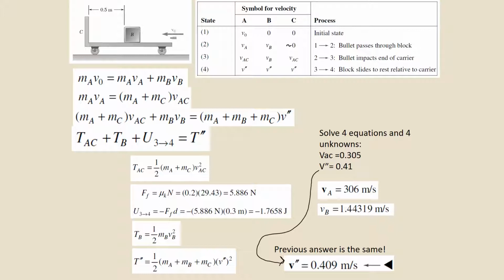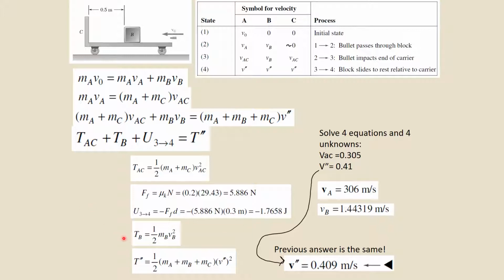Okay, so here's our 4 equations. Linear momentum, linear momentum, linear momentum. And these 3 are from 1 to 2, 2 to 3, 3 to 4. So these are the 3 collisions. And then the 4th equation we're going to throw in there is our energy balance. So remember these funny T and U: T is our 1/2 mv squared, and U is work, force through a distance. So we have mu N, this is our friction force. It's just the weight of the block.